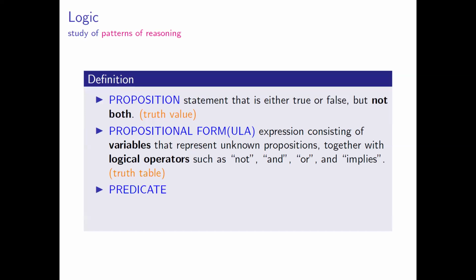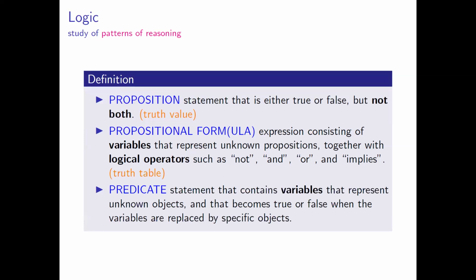Third are predicates. A predicate is a statement that contains variables that represent unknown objects, and that becomes true or false when the variables are replaced by specific objects. A predicate also is neither true nor false, and thus has no truth value. Instead, it has a truth set, which we shall define later.